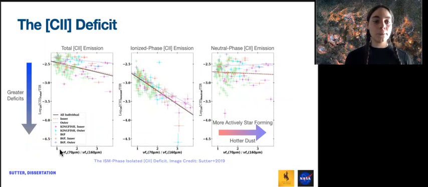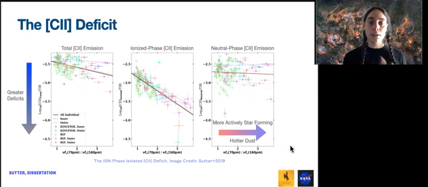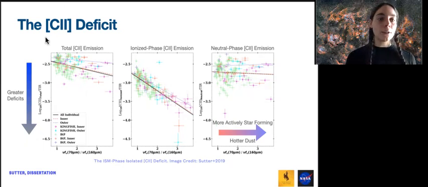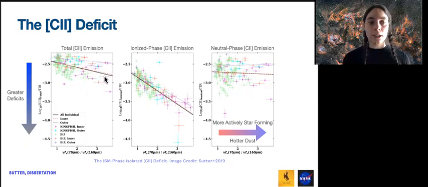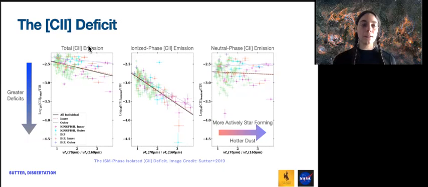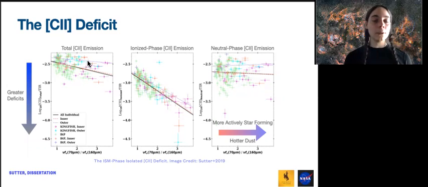Here I've plotted versus the 70 versus 160 micron ratio, which indicates hotter dust or more active star formation as we move to higher values. And so there is a slight decrease in the C+ to TIR emission, but there's not much of one. We're looking at normal star-forming galaxies. We don't have any star-bursting galaxies, no ultraluminous infrared galaxies or ULIRGs, no AGN, and no high redshift star-bursting galaxies. So we kind of expect a deficit, but not much of one. This is essentially what we expect for our sample.